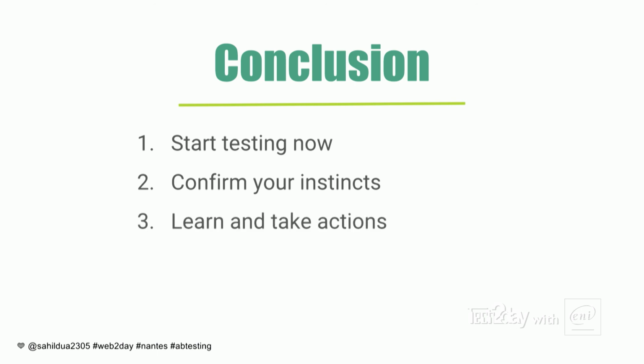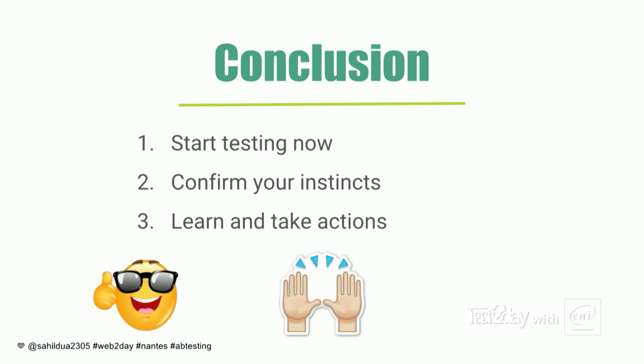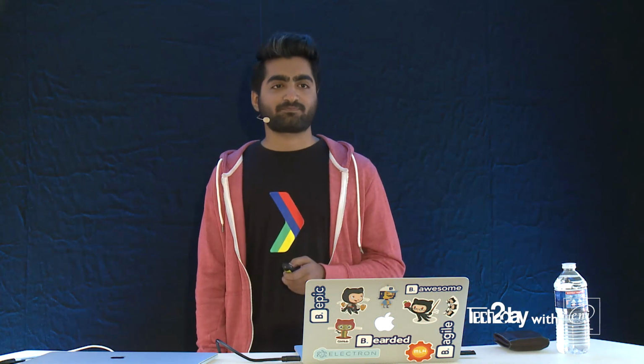And the next is learn and take actions. Learn from your users, take actions. For example, this cycle should go like this. You do an A/B test. You get your confirmation on your opinions. You learn from the data. You put in another A/B test, and you learn again. You do another test, and it keeps on going. So this is how it goes. Start testing, confirm your instincts, and learn and take actions.